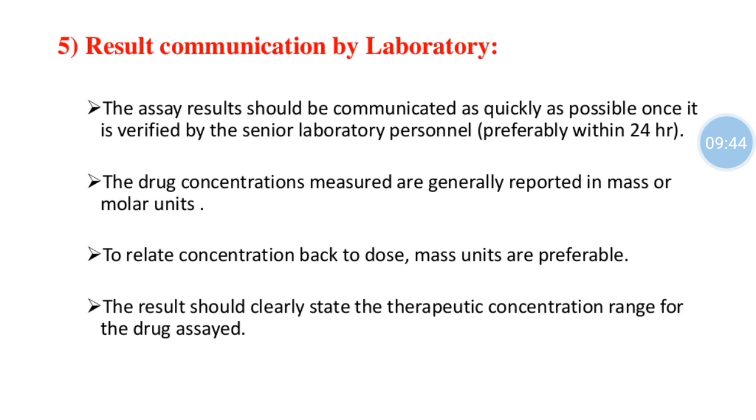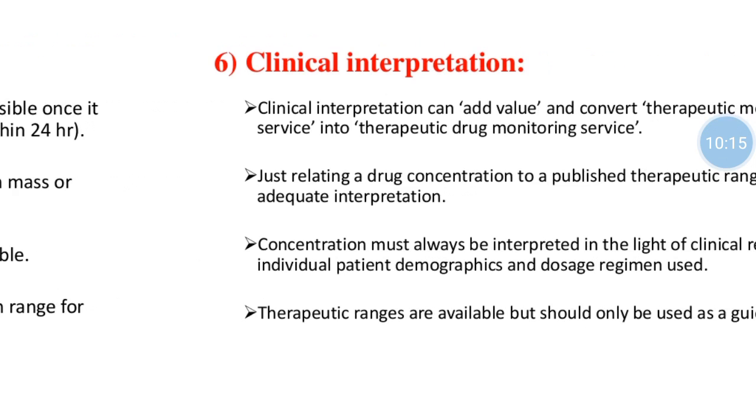The drug concentration measured is generally reported in mass or molar units, such as milligram or gram. To relate the concentration back to dose, mass units are preferable. The result should clearly state the therapeutic concentration range for the drug. The therapeutic concentration should be checked, so that it is known how the result depends on the doses of the drug.